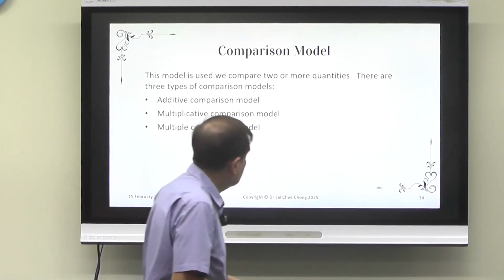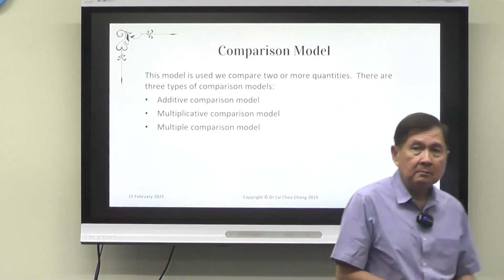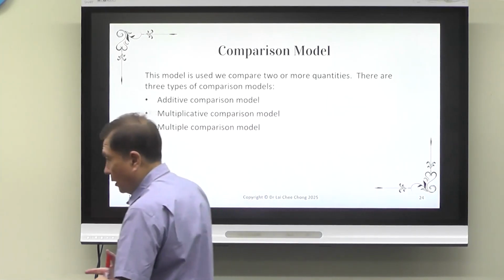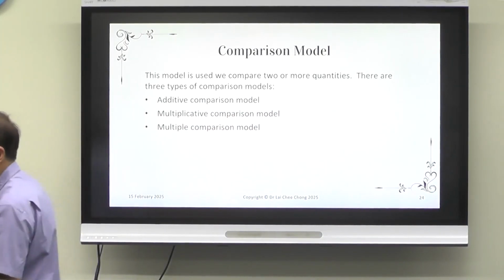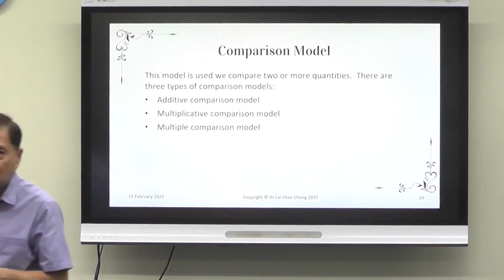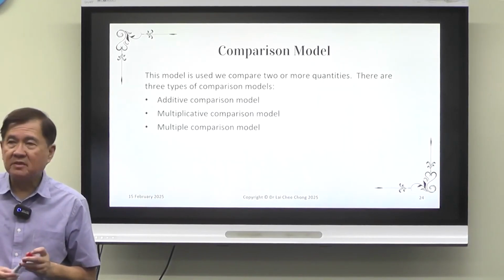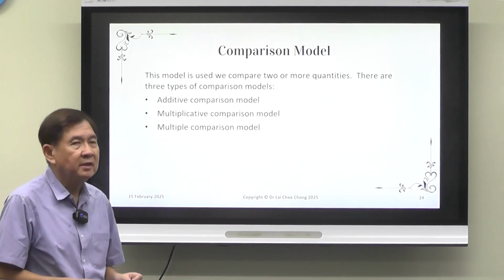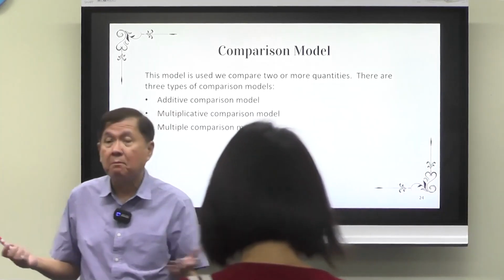Now, let me touch on the next one. It's called the comparison model. This is the second type of bar model that is quite commonly used, okay? Now, the word comparison means what? It means that you compare two or more quantities. That's a comparison model. You compare things.